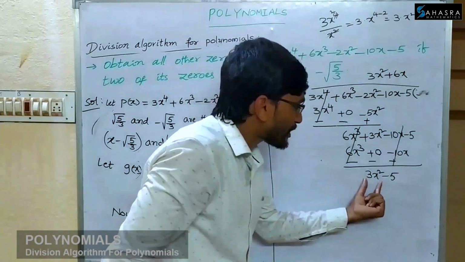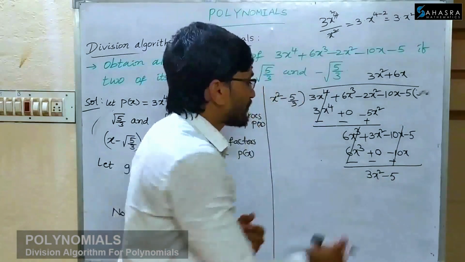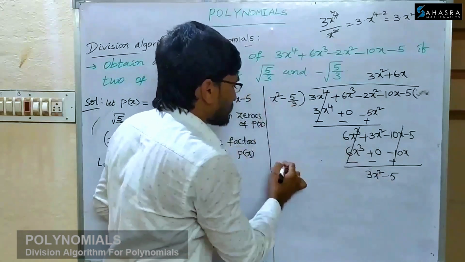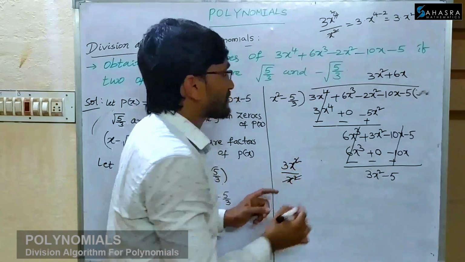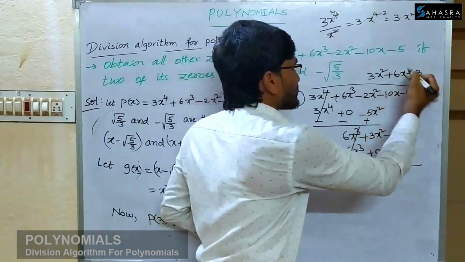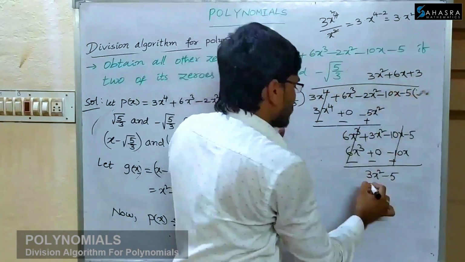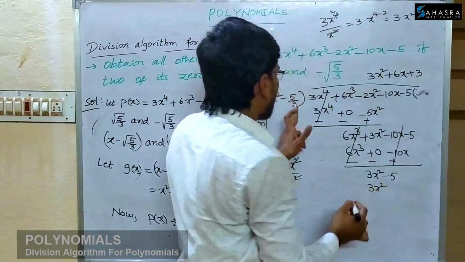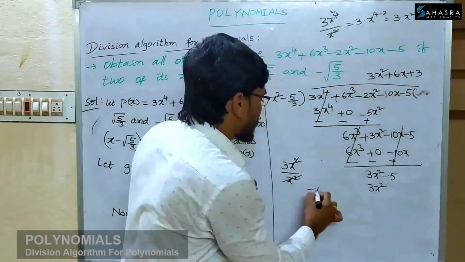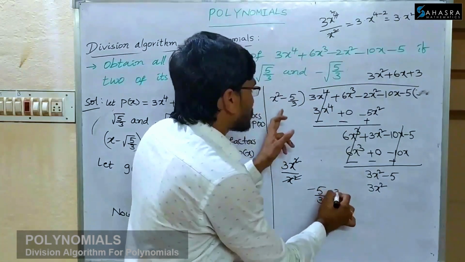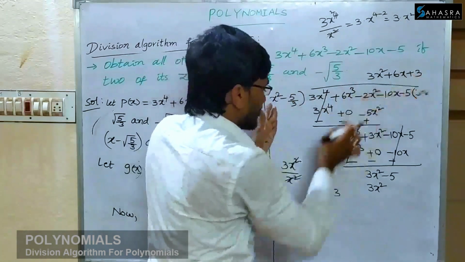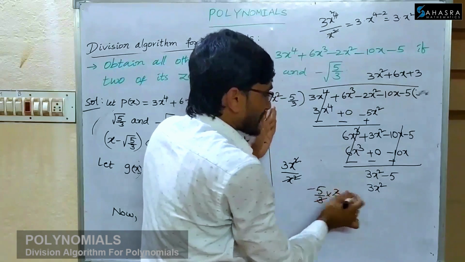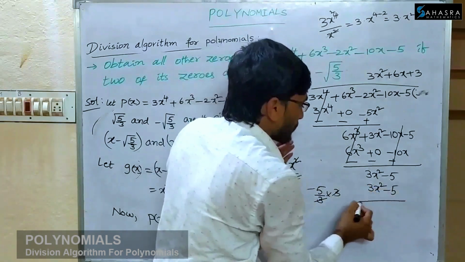Now again we have to eliminate 3x^2. So divide this 3x^2 by x^2. 3x^2 by x^2, x^2 get cancelled. Then we get the quotient is 3. So x^2 into 3, 3x^2. Minus 5 by 3 into 3. How to multiply each and every term of this expression by this 3. Minus 5 by 3 into 3, 3 get cancelled. Then we get minus 5.